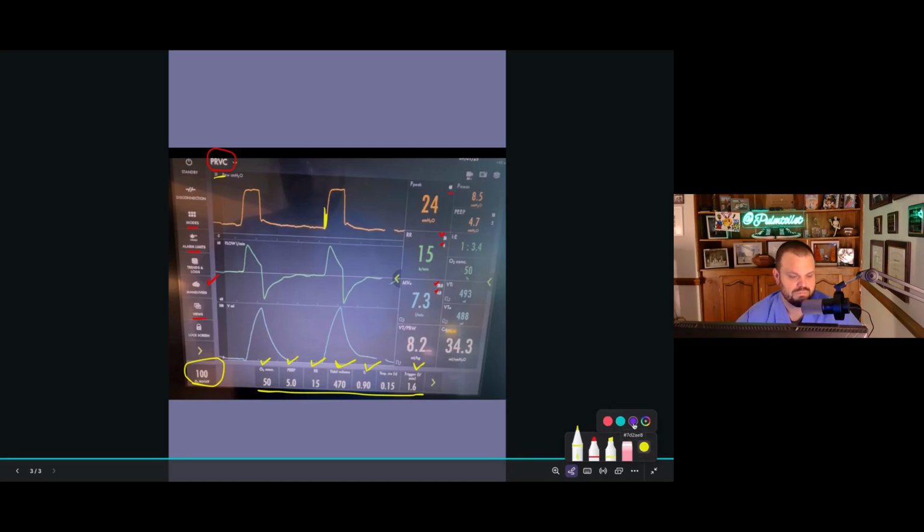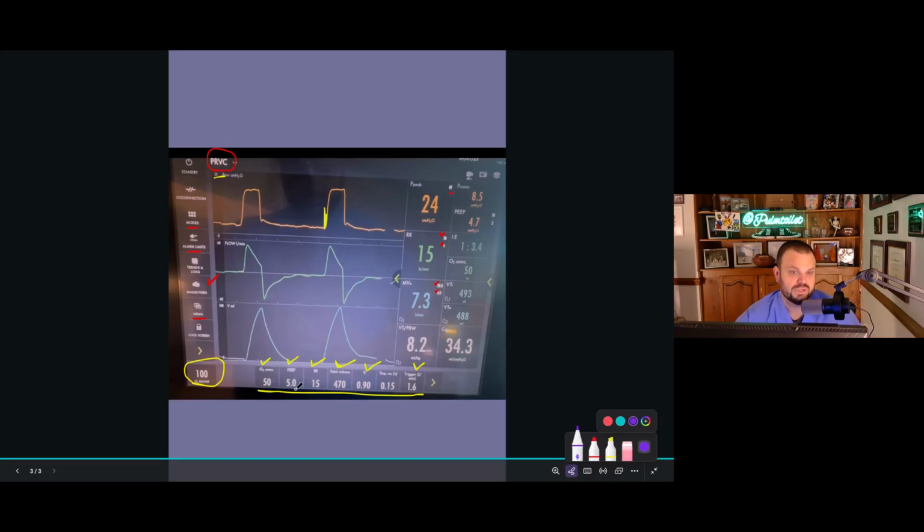Now, what are we measuring? Because when you report this stuff out on rounds, or RTs to the attendings, or interns to the attendings, or APPs to the attendings, what are you saying? So the best way to present this information would be what we set: PRVC, set rate 15, tidal volume 470, set FiO2 50% or 0.5. Since it's a percent, some people are pedantic about that. I don't care as much. Keep a 5.